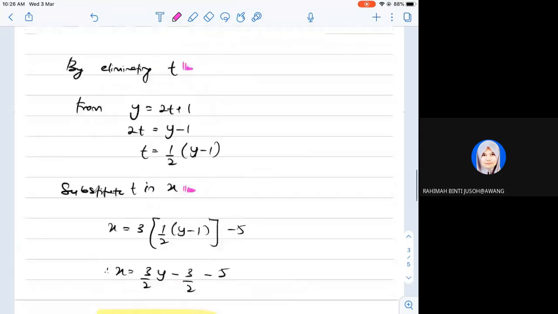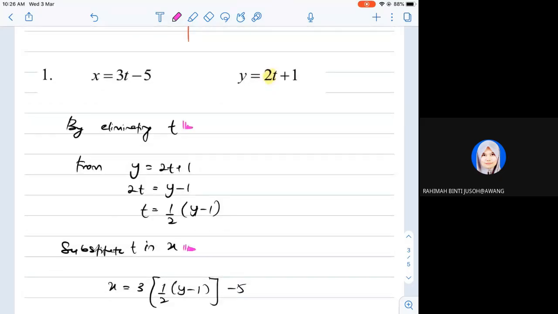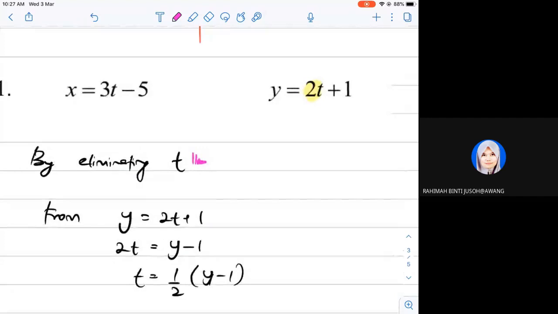Okay, and then one more thing. Find the orientation. Okay, now we need to find the orientation. Kalau you guna table, senang dia boleh nampak daripada nilai-nilai tu. Okay, tapi kalau you guna eliminating T, you can try to plug in any values inside here. You tengok dekat T ni, ganti dekat T ni. Okay, so secara logiknya lah, when T increase, what happened to X? Increase, yes, because it's getting larger and larger, right?